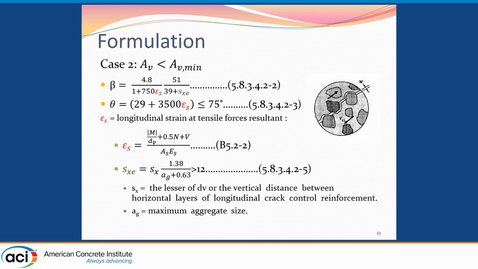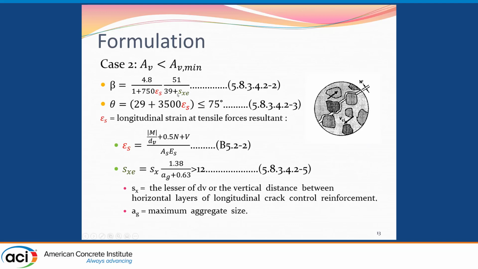For case 2, when you have less than the minimum allowed AV, we're going to introduce a reduction factor for the beta. It's F51 divided by 39 plus SXE. SXE is limited, the minimum is 12. So this term is either 1 or less than 1. So the beta factor is always less than 1 when you have less than the required AV minimum. The theta equation does not change.